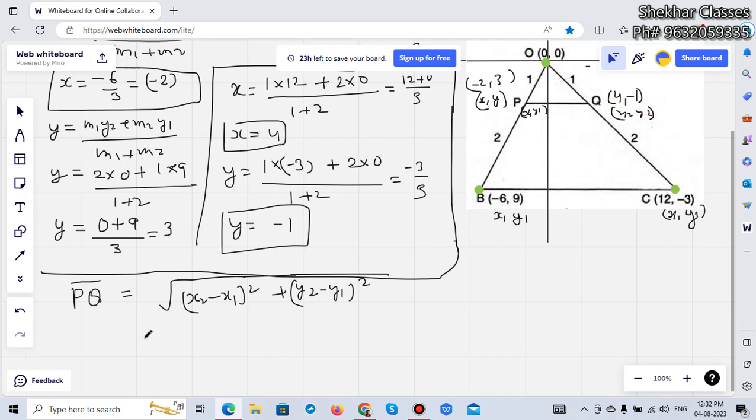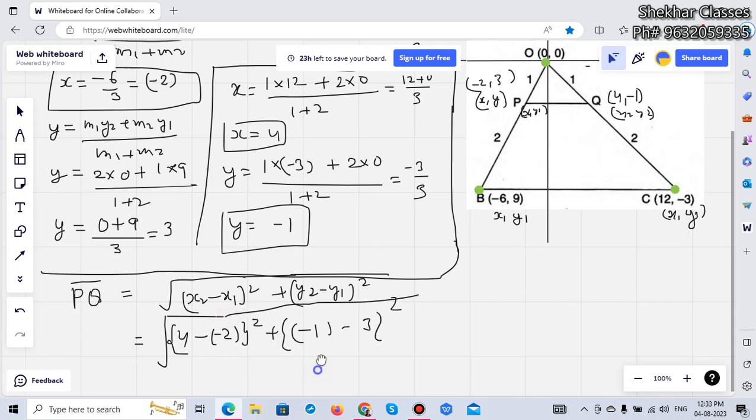So it will be, what is x2 in this case? x2 is 4 minus, what is that? Minus 2, fine, the whole square, plus what is y2? y2 is minus 1 and minus 3, y1 is 3, the whole square, and the whole thing under root here.